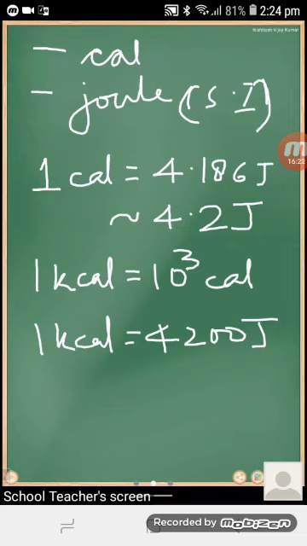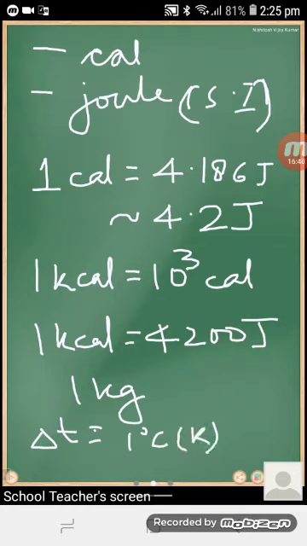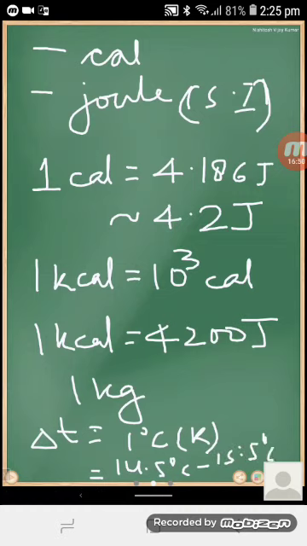Now, 1 kilocalorie, when we are defining, we will take water. The mass of water is taken as 1 kilogram. The temperature range will remain the same, that is, delta T will be equal to 1 degree centigrade or 1 Kelvin. You can also use Kelvin. And the temperature is 14.5 degree centigrade to 15.5 degree centigrade.